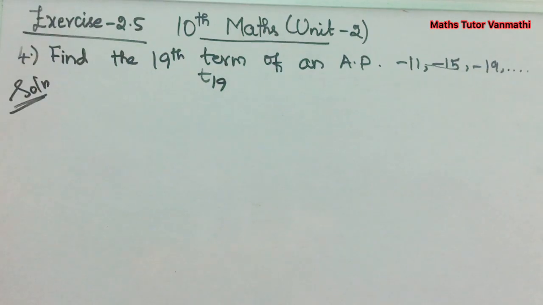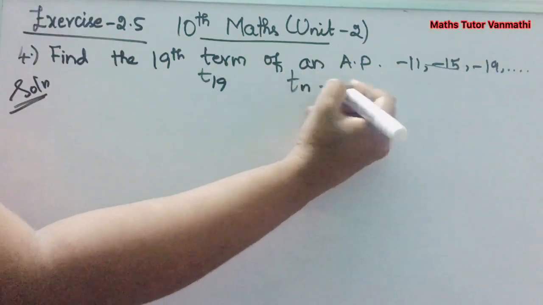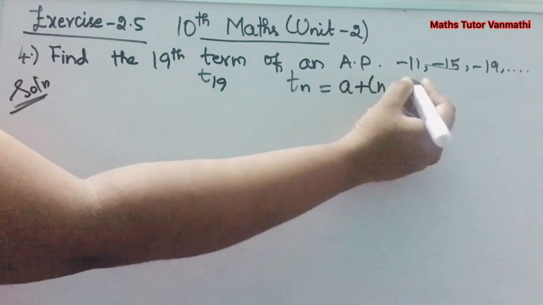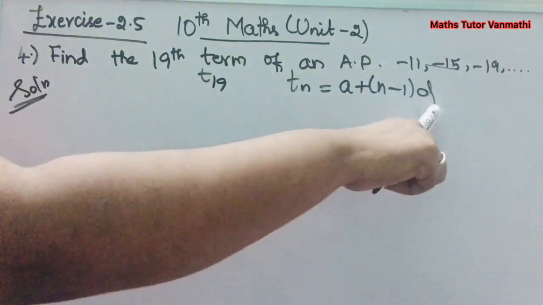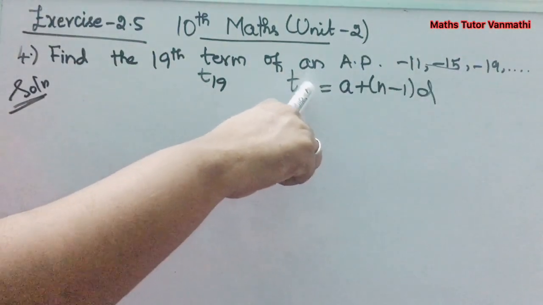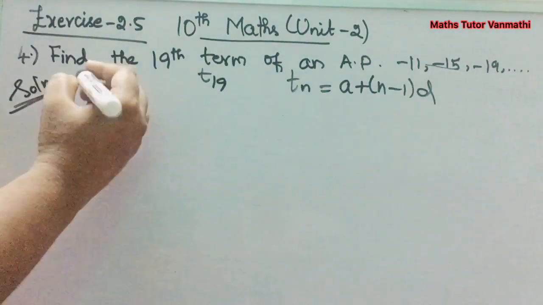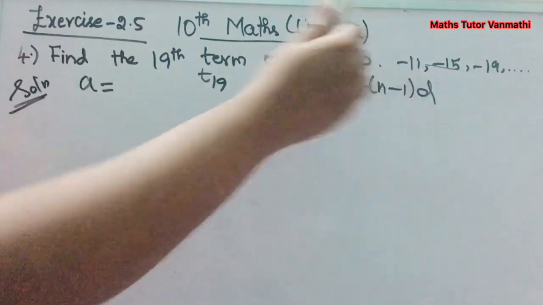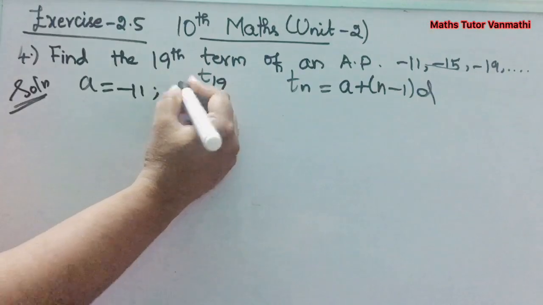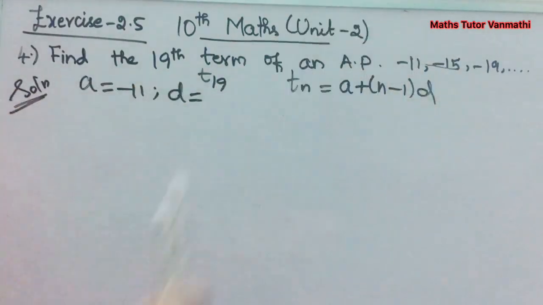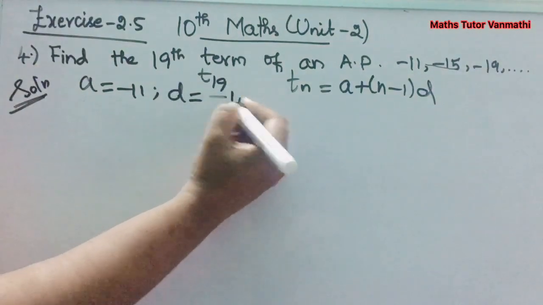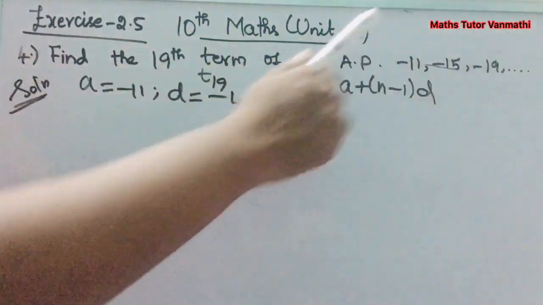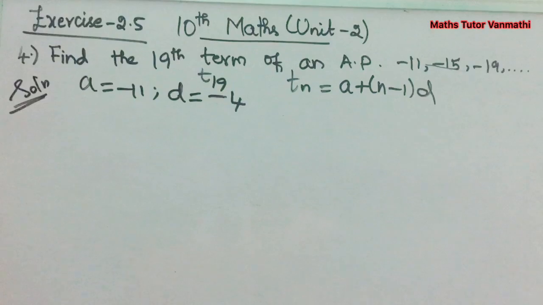Clear? For this, what all do you need? First, write the general term A plus n minus 1 into D. So we need the A value and D value. First, what is your A value? Minus 11. And what is your D value? Subtract: minus 15 minus of minus 11, you will get minus 15 plus 11, which is minus 4. On subtracting the next two also, you will get the same difference, minus 4.